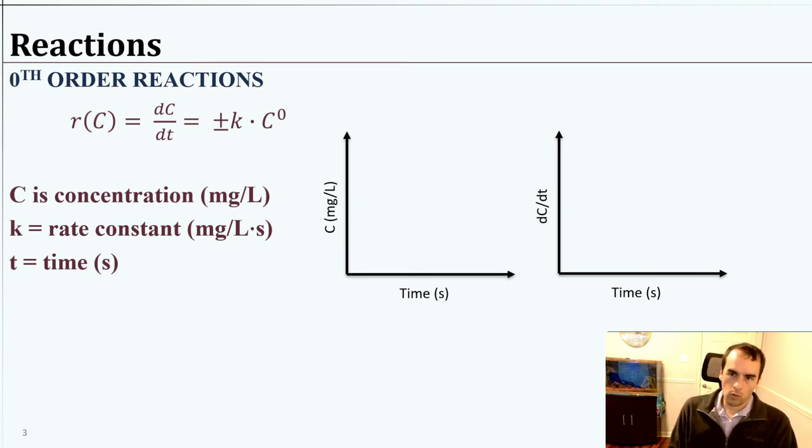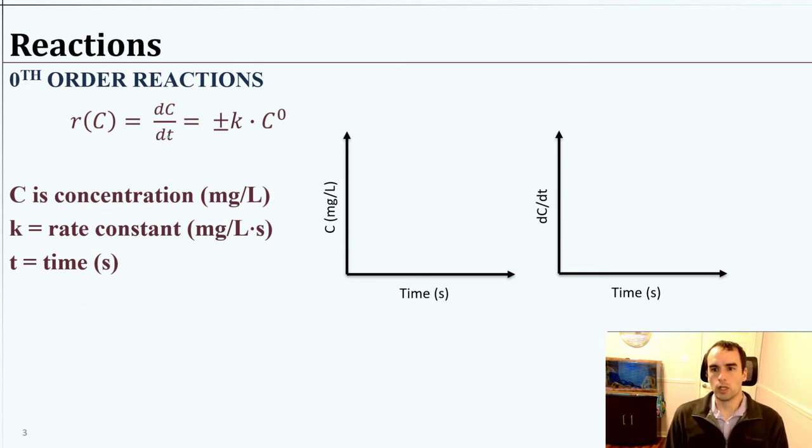Okay, let's start with zero order reactions. Here we have our equation. R of C is equal to dC/dt, which is equal to plus or minus k times C to the zero power. Again, C is our concentration, milligrams per liter. k then is our rate constant. And this has to be milligrams per liter per second, if t is time in seconds.